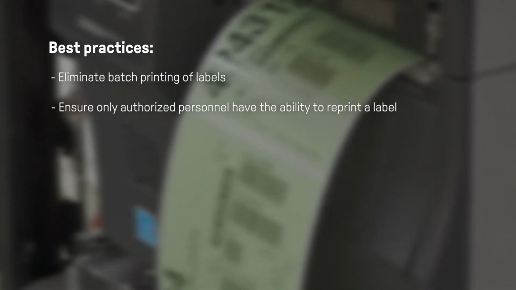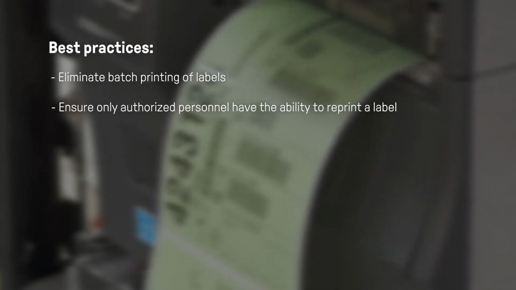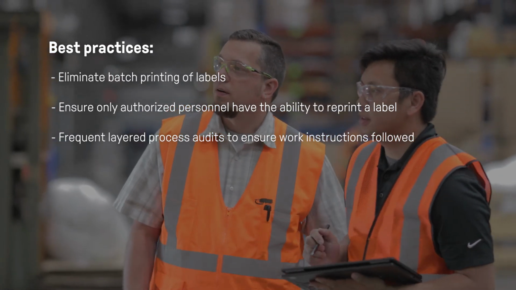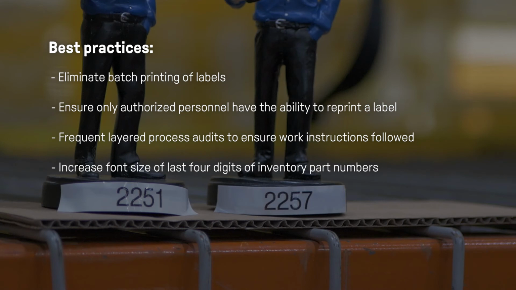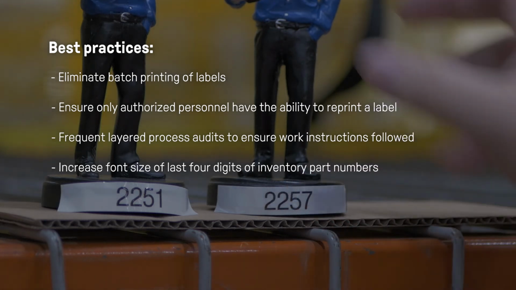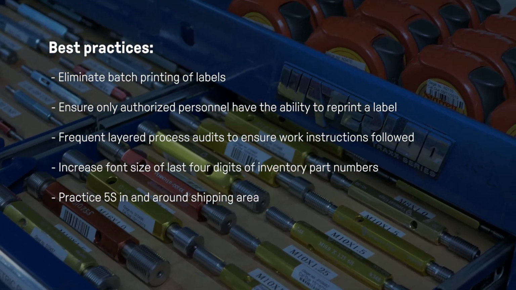Ensure that only authorized personnel have the ability to reprint a label if provided with a valid reason. Implement frequent layered process audits to ensure work instructions are being followed. Increase the font size of the last 4 digits of inventory part number labels. Most picking errors occur when one or more of the last 4 digits are transposed. Practice 5S in and around the shipping area.